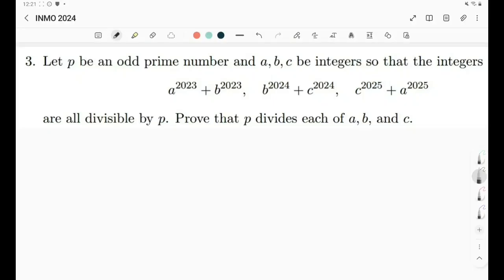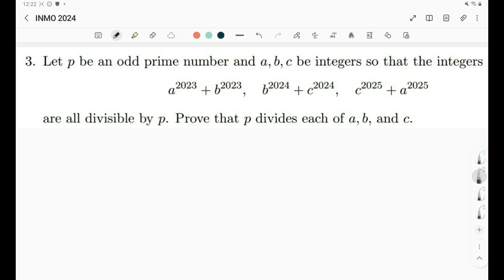For problem 3, we're given a number theory question. We have an odd prime p, and we're given 3 integers a, b, and c, such that this thing, this, and this are all divisible by p. We're asked to show that p divides each of a, b, and c. Okay, very nice. We need to show p divides all of the numbers.